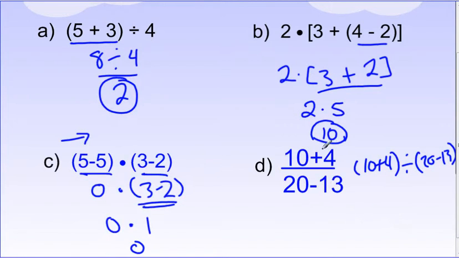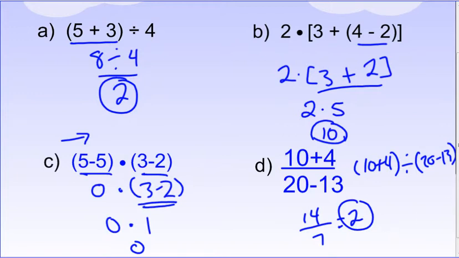So the way you actually do a problem like this, when you see math on the top and math on the bottom, is you treat the top and the bottom as 2 separate problems. So you do the math on the top, you get 14. You do the math on the bottom, you get 7. And now when you only have one number left on top and bottom, you can just do that math, and 14 divided by 7 is 2. And we'd be done. So you treat top and bottom separately, do the math top, do the math bottom, and then divide your answer.